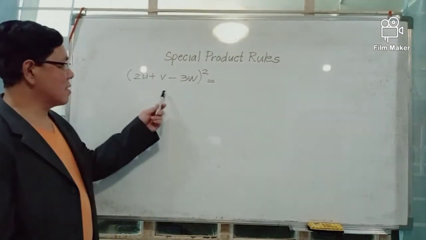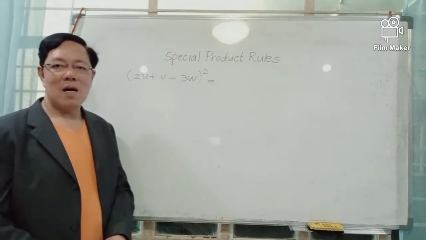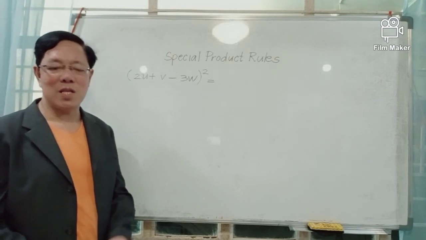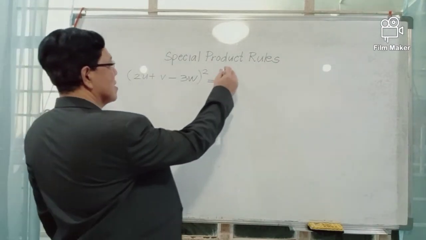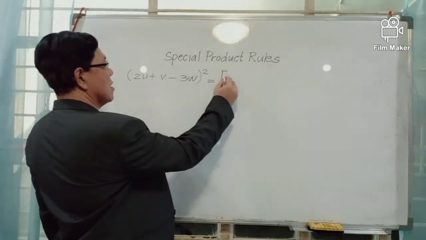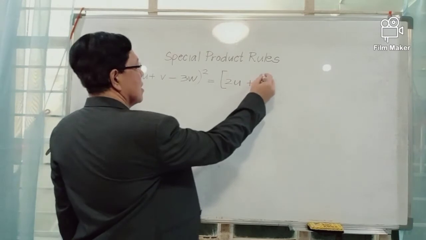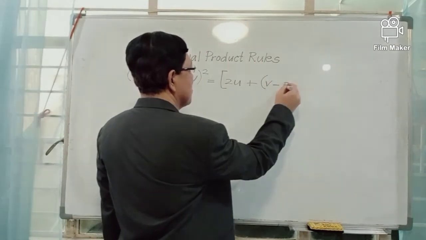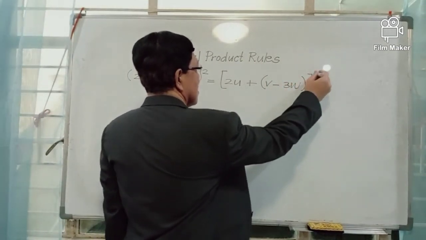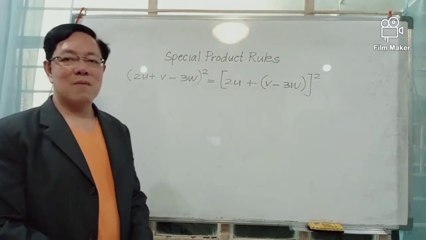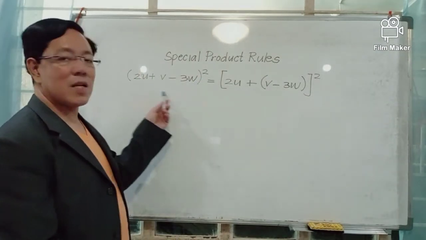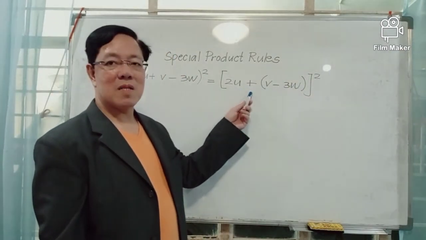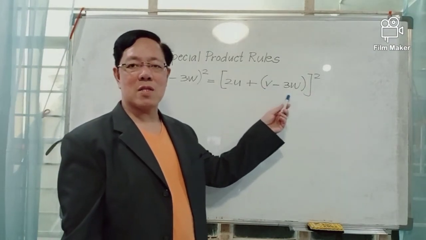I will rewrite this square of a trinomial as the square of a sum, or the square of a binomial with addition between the two terms. I will write this as the square of 2u, and I will take the last two terms as one quantity, v minus 3w, squared. Now we have written the square of this trinomial as the square of a sum of 2u and this quantity v minus 3w.